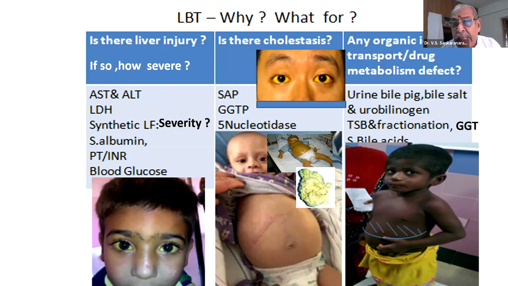Then you can gather other information like GGTP. If the GGTP is low and the patient is having a cholestatic jaundice and total bile is high, probably it indicates PFIC 1 and 2. In PFIC 3, you get normal or elevated GGTP.